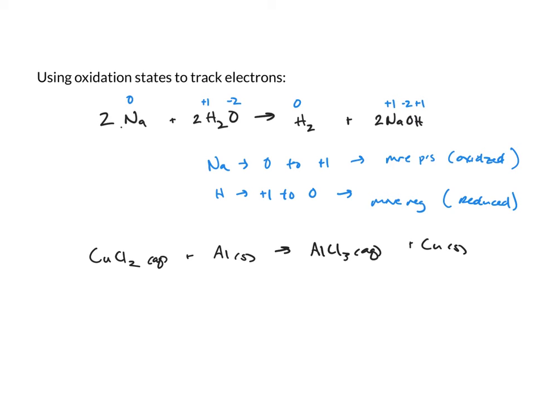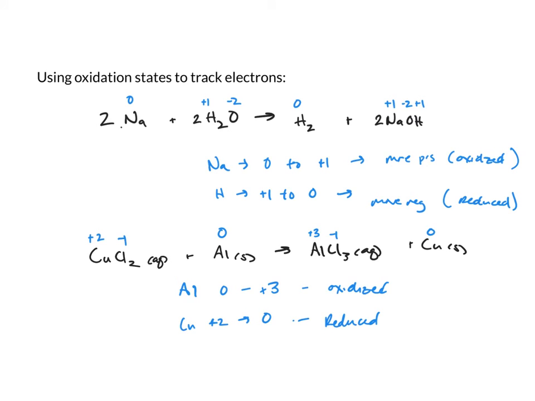Let's take a look at another example. So in this case, I'm taking copper chloride and reacting it with aluminum. So the copper is +2 in this case, because it's got a 2+ charge. This is -1. This is going to be 0. This is +3. This is -1. And this is 0. So the things that are changing are going to be copper and aluminum. So aluminum is going from 0 to +3. And copper is going from +2 to 0, right? So aluminum's oxidation state is getting more positive, so it's being oxidized. Copper's oxidation state is getting more negative, so it's being reduced.